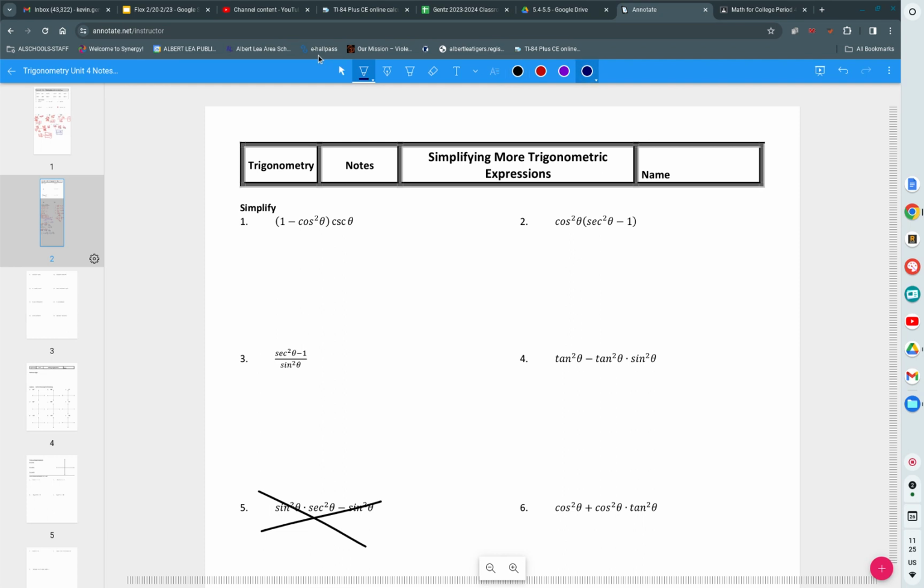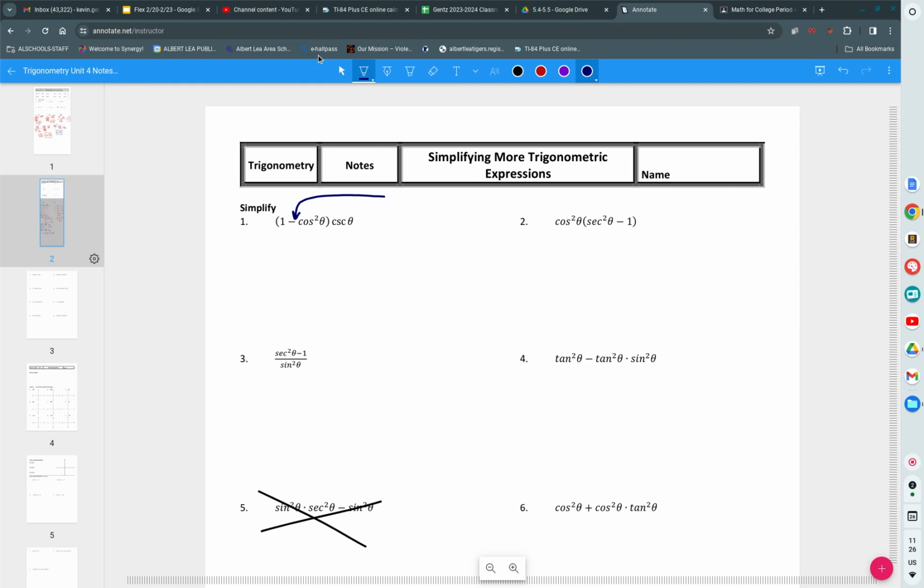Remember that what we did on Friday is we rewrote this stuff in terms of sine and cosine. What you want to do today is you want to make a substitution. Anytime you see a 1 and a squared, you could probably put something in its place. Look at your sheet. Instead of 1 minus cosine squared, what could I put in its place?